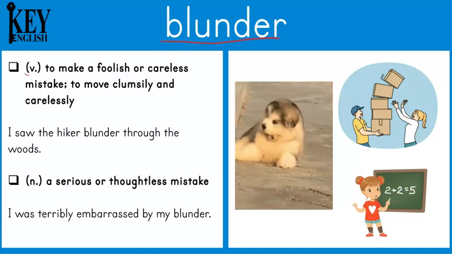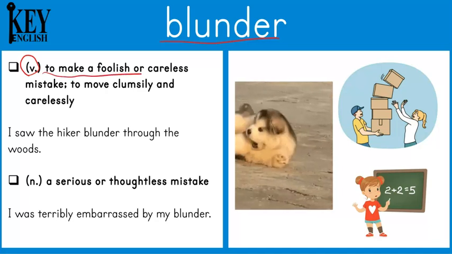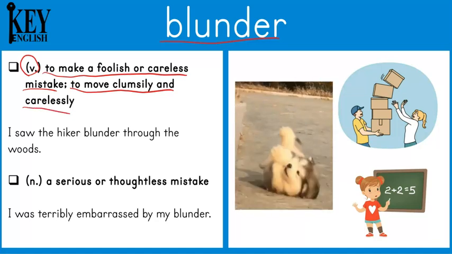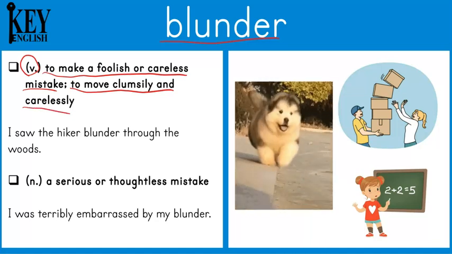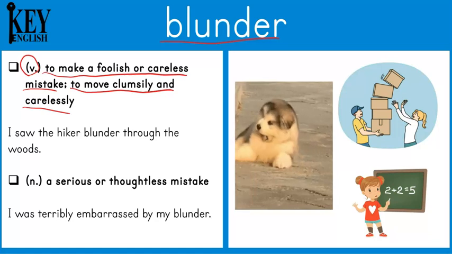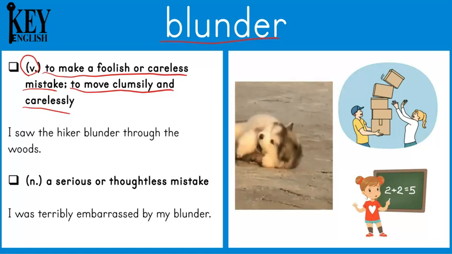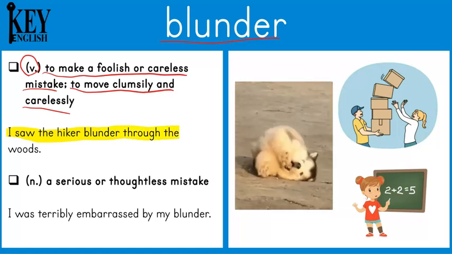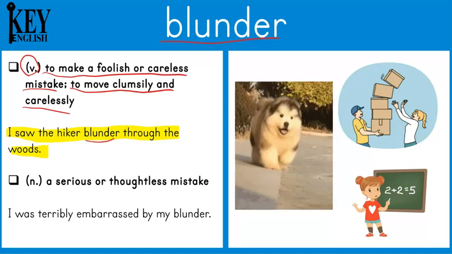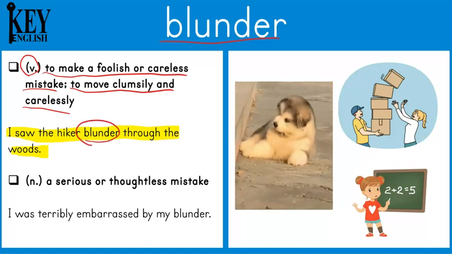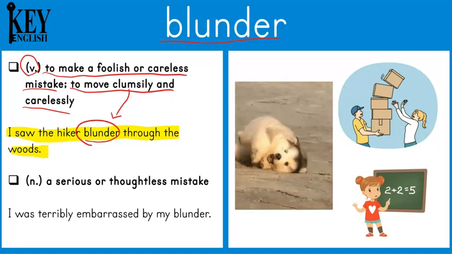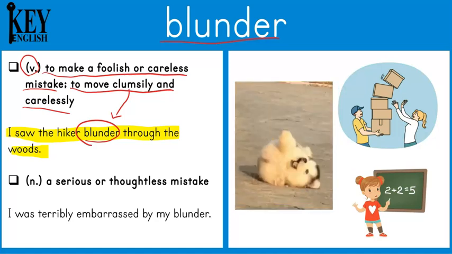Blunder can be used as a verb and it means to make a foolish or careless mistake, to move clumsily and carelessly. When you blunder, you make a mistake, usually because you weren't paying attention or maybe you were rushed. The example sentence says, I saw the hiker blunder through the woods. So maybe in this sentence, the hiker was carelessly walking around in the woods. Maybe he was a little bit clumsy and just not being careful. So we can use this verb blunder to describe his actions.